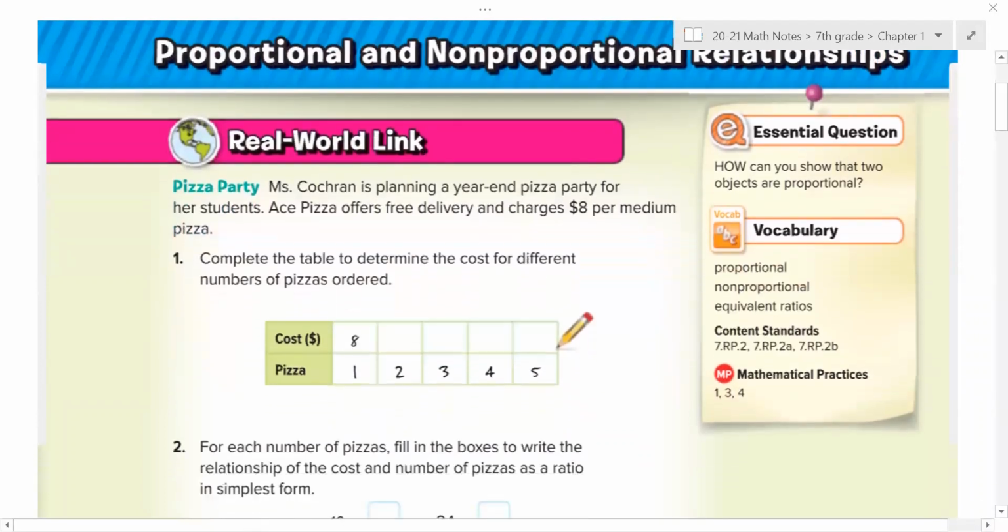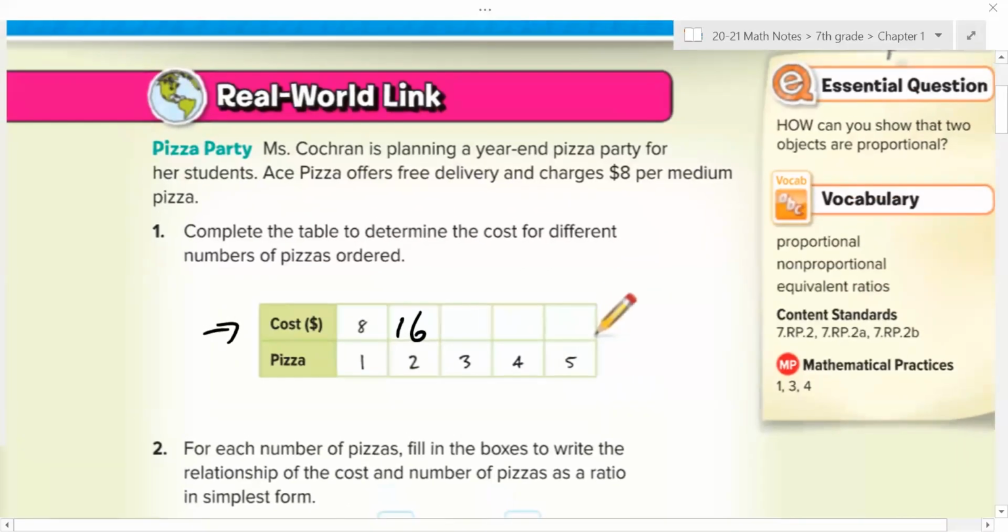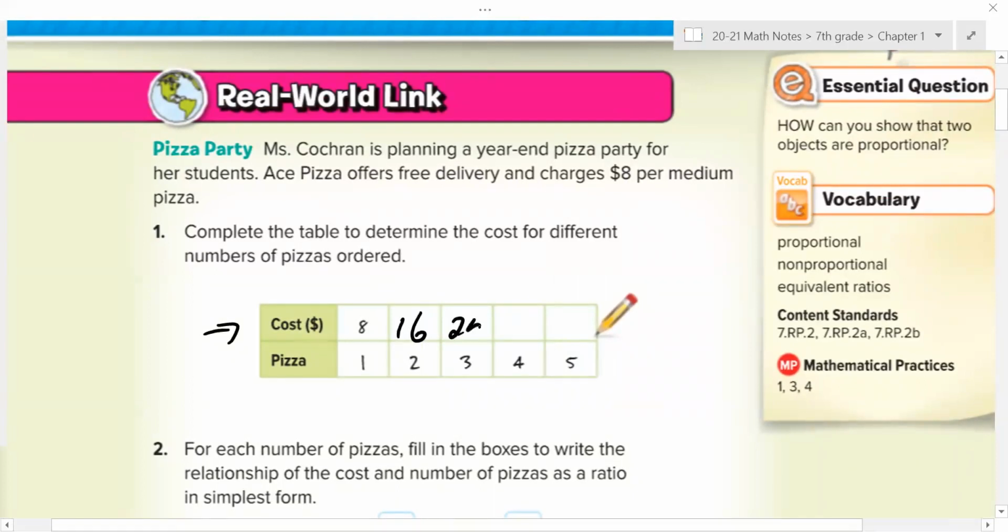Complete the table to determine the cost for different numbers of pizzas ordered. So the cost of one pizza was $8, and they put the cost in the numerator up here. For 2 pizzas, we're just going to add another $8, or the same thing as 8 times 2. For 3 pizzas, it'd be the same thing as 8 times 4. For 4 pizzas, 8 times 5.